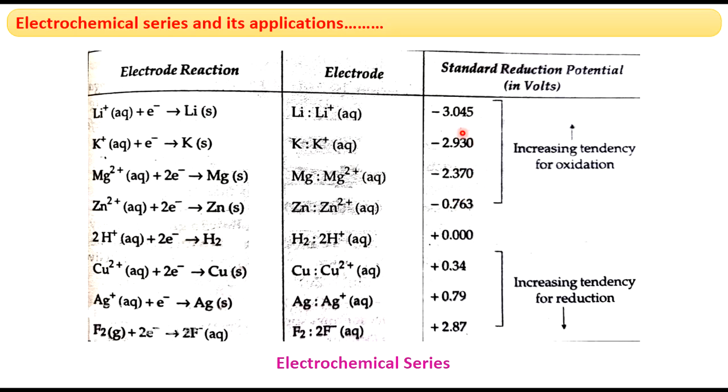You can see from the electrochemical series, top to bottom, the reactivity decreases. Lithium has the highest reactivity, then potassium somewhat lower, then still lower for magnesium, then zinc, then hydrogen, then copper, silver, then fluorine, like this. So the reactivity of metals decreases from top to bottom.